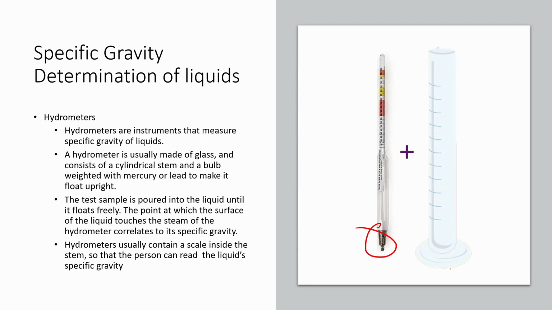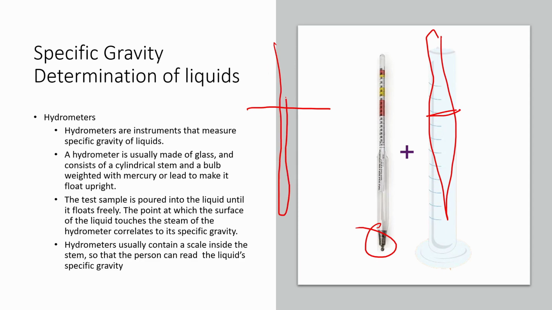So how is a hydrometer used? Basically, you fill up a graduated cylinder with your liquid. You insert the hydrometer. Then it will float up and down depending on the specific gravity of the liquid, and you will read. So if you are looking at it upright like this one, you will read the scale in the hydrometer. Where the liquid is touching the scale, you are going to read it and it will give you density.